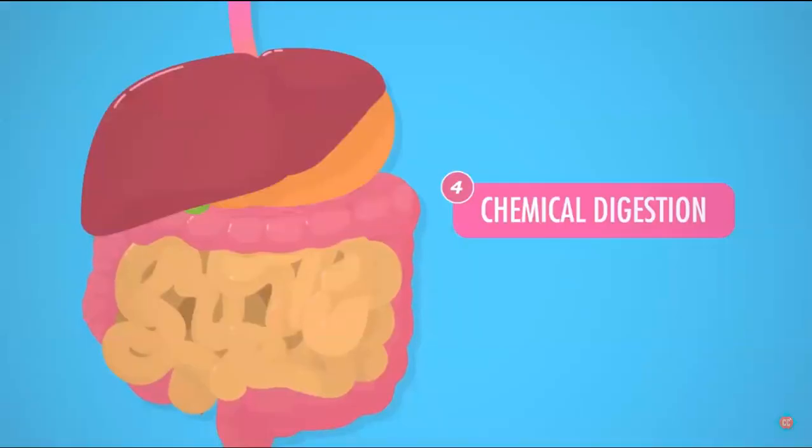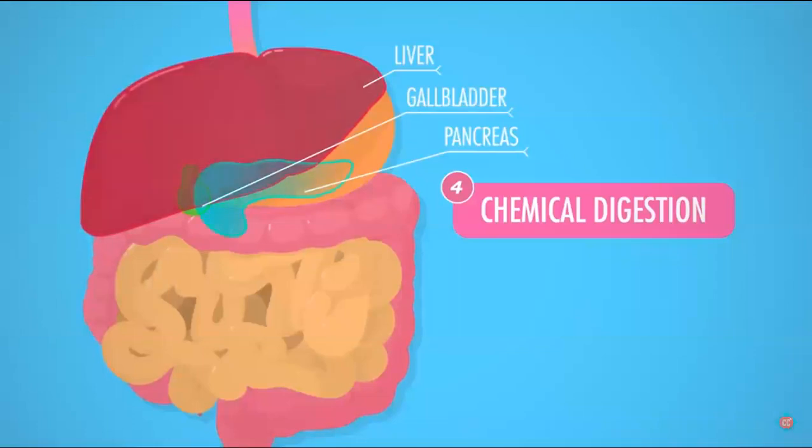Really, the actual process of digestion only occurs when the main action becomes more chemical than mechanical. And here, the accessory digestive organs, namely the liver, pancreas, and gallbladder, secrete enzymes into the alimentary canal where they ambush the mush and break it down into its most basic chemical building blocks.